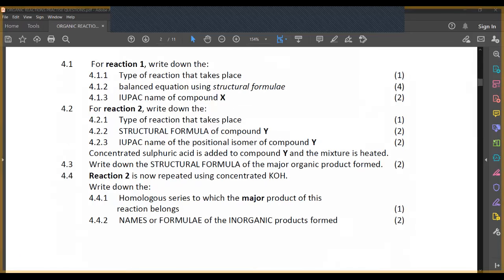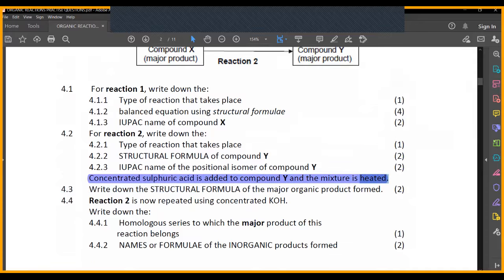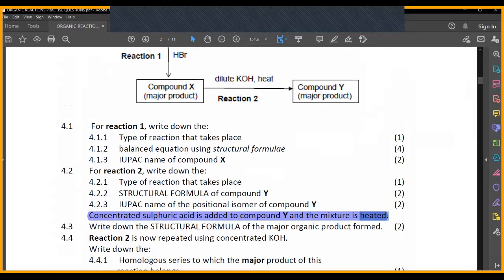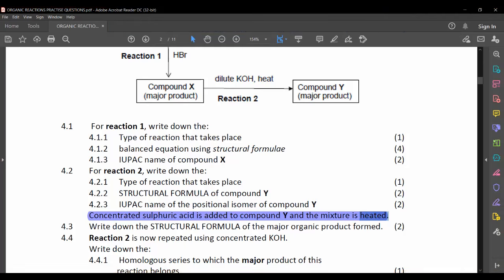4.3. It says, I'm reading, concentrated sulfuric acid is added to compound Y and the mixture is heated. So let's look at Y, the alcohol. Concentrated sulfuric acid is added to compound Y and the mixture is heated. So I'm reacting this alcohol with sulfuric acid, and you heat the mixture. Then it says, write down the structural formula of the major organic product formed, 2 marks.